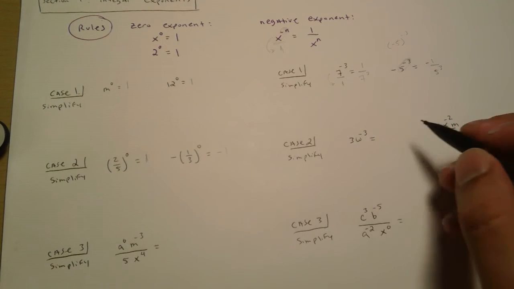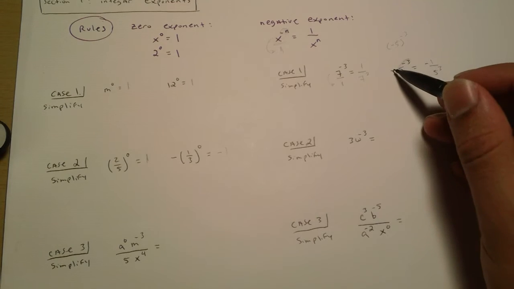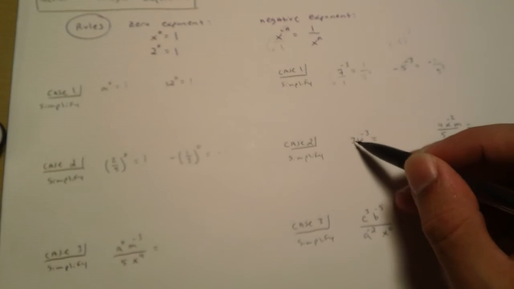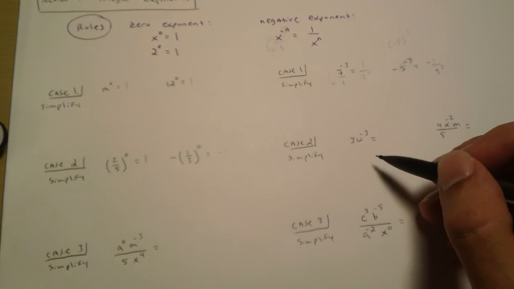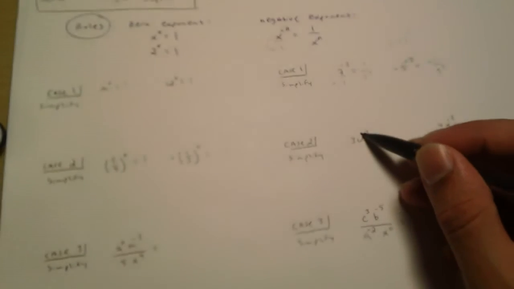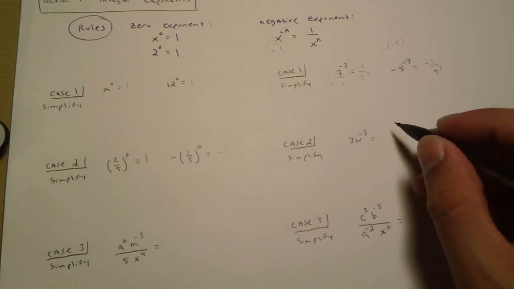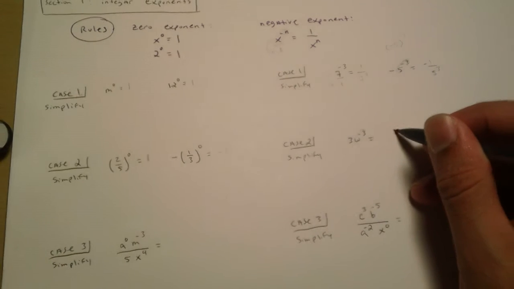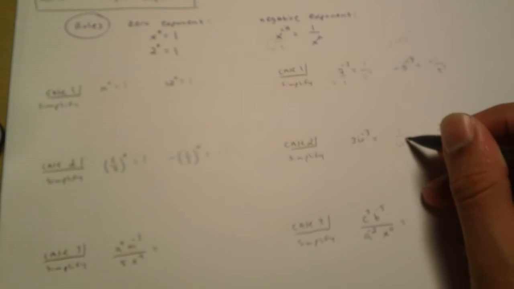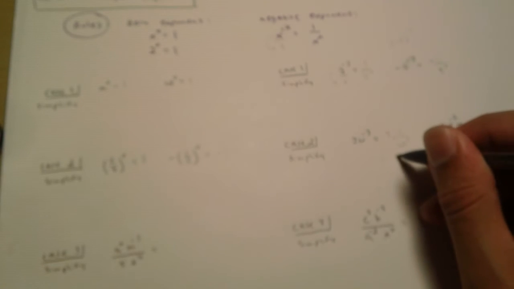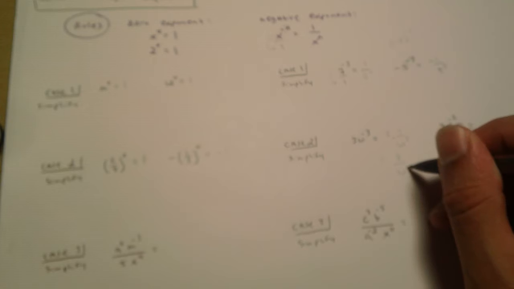Then remember, I mentioned over here that this negative isn't part of the base. It's the same case over here. We have a 3 in front of the w raised to the negative 3 power. So the negative 3 power only applies to the w. As we follow our rule up here, we have 1 over w to the 3 power. And remember, you're multiplying by 3. So in the end, it will be 3 over w to the 3.